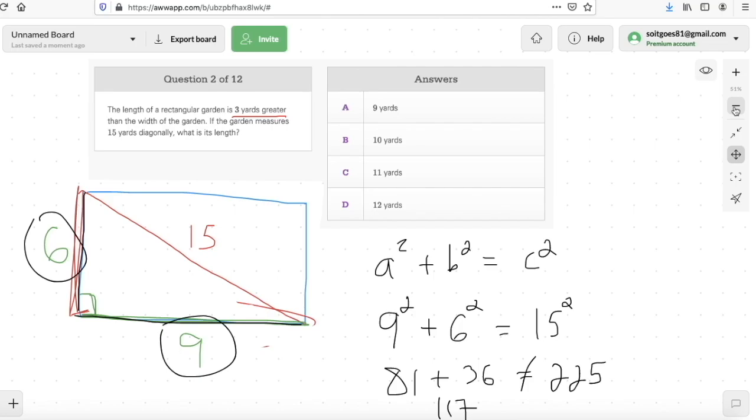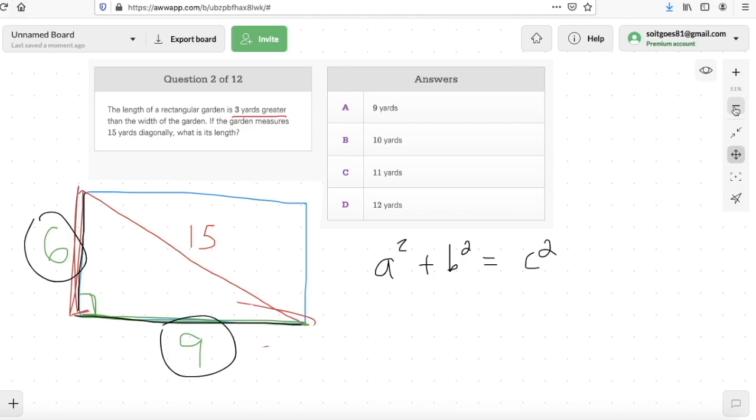Okay. So let's try another. Answer choice A is gone, by the way. It's not 9. Let's try 10 for the length. If the length is 10, what's the width? Remember, the length is 3 yards greater than the width. Wait, 7, sorry. 7, absolutely. Does it make sense now? Okay, good.